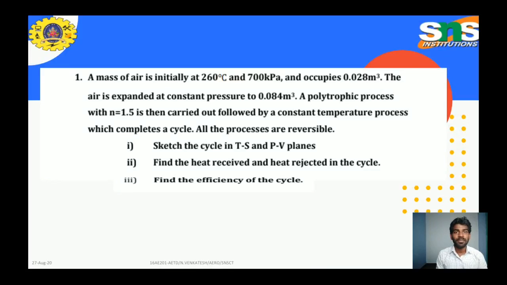Yeah, the next problem is the application of open and closed systems in the first law of thermodynamics. A mass of air is initially at 260 degrees Celsius and 700 kilopascal and occupies 0.028 m³. The air is expanded at constant pressure to 0.084 m³. A polytropic process where n is equal to 1.5 is then carried out, followed by a constant temperature process which completes a cycle. All the processes are reversible.